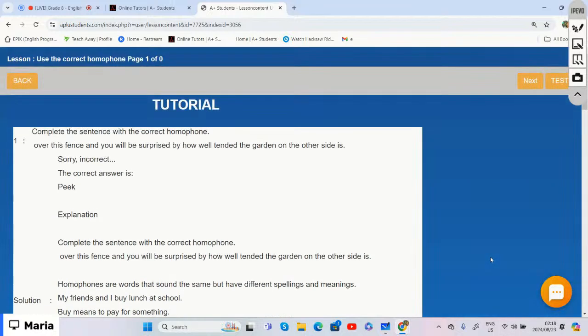All right, so now we're going to look at our activity before we go on to our test. It says we need to complete the sentence with the correct homophone, right? It says, "over this fence, and you will be surprised by how well tended the garden on the other side is."